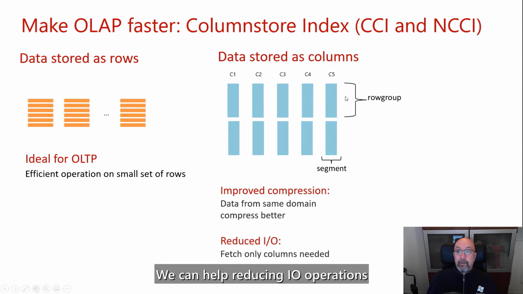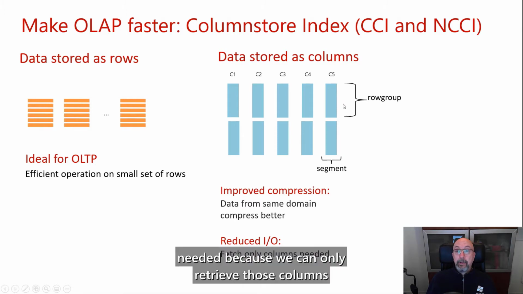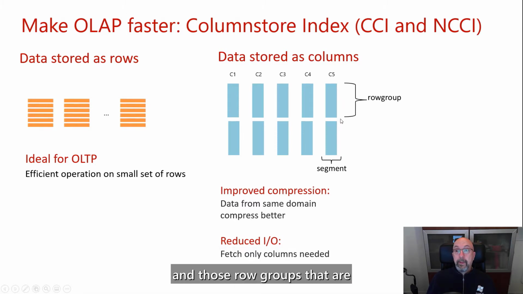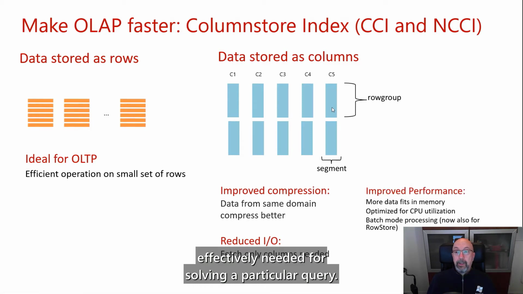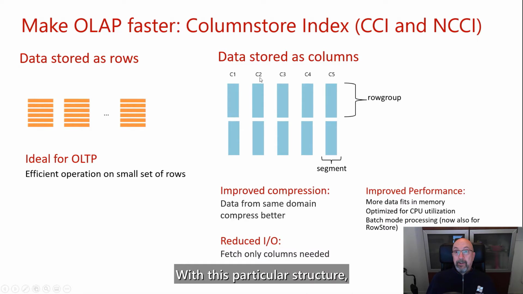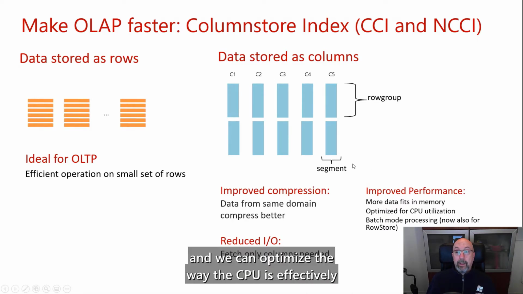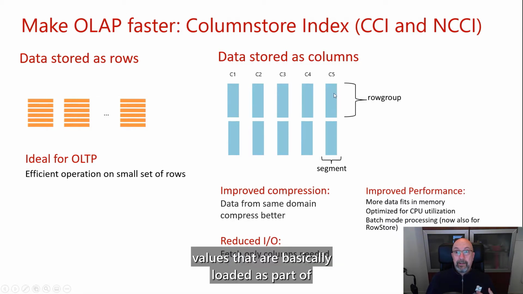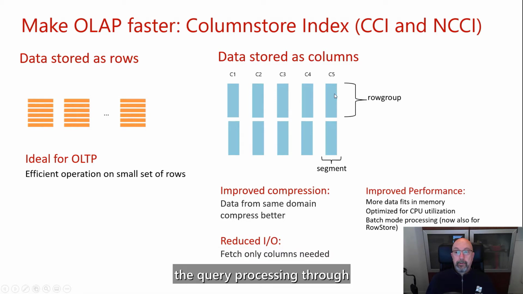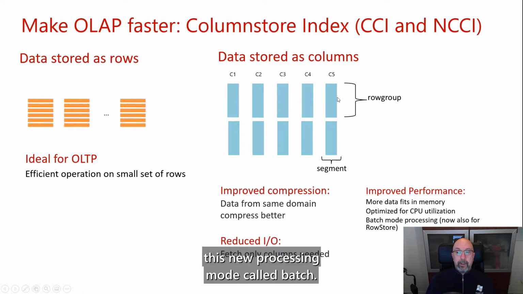And we can help reduce the I/O operations needed, because we can only retrieve those columns and those row groups that are effectively needed for solving a particular query, right? And with this particular structure, we can fit more data in memory, and we can optimize the way the CPU is effectively processing those vectors of values that are loaded as part of the query processing through this new processing mode called batch.